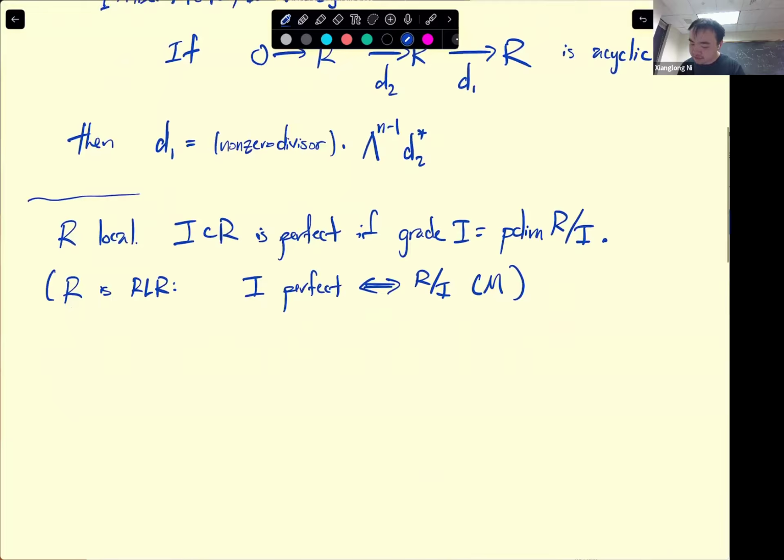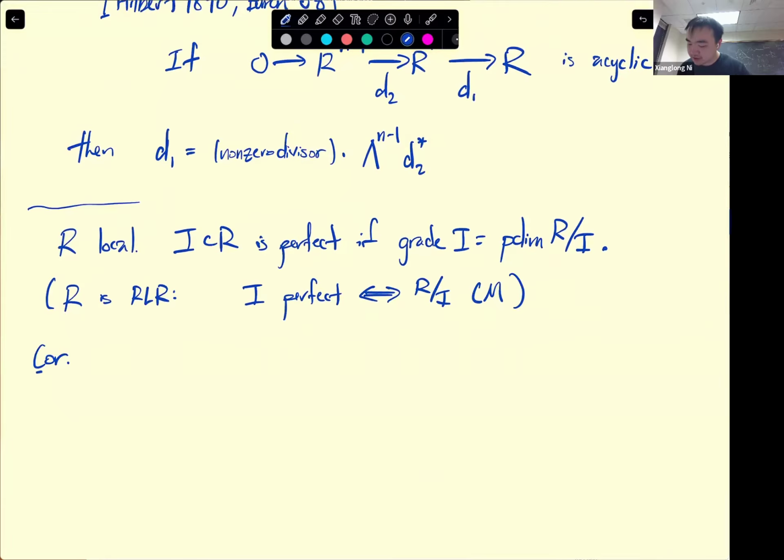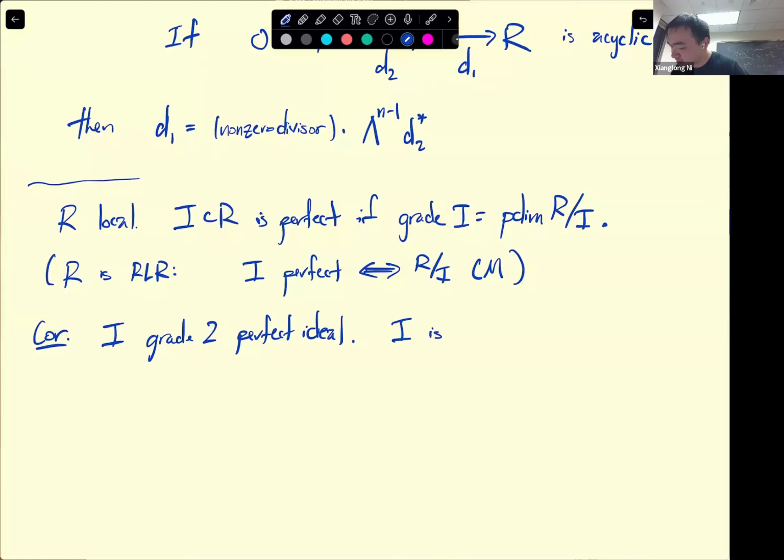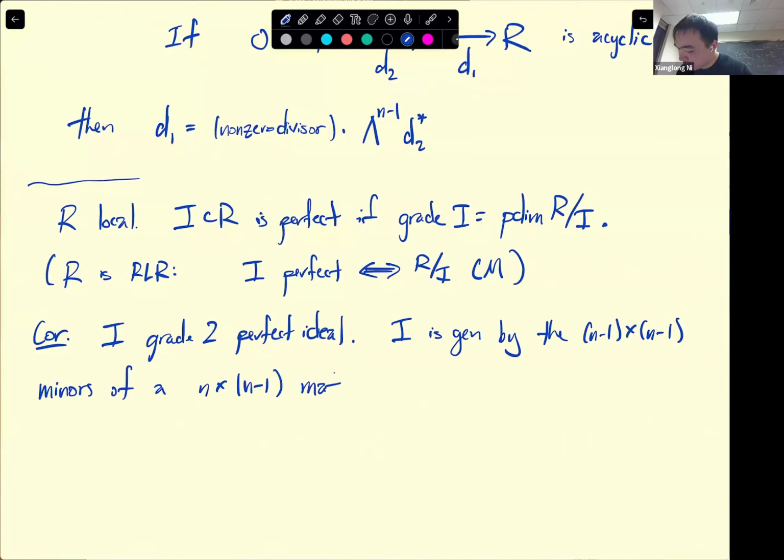Now, as a corollary of Hilbert-Birch, what we see is that if I is a grade 2 perfect ideal, well, then this non-zero divisor had better be a unit, which means that I is generated by the maximal minors of an n by n minus 1 matrix. And again, this is the best that you can do because the generic example, where you take a generic n by n minus 1 matrix and then its maximal minors, is an example of a grade 2 perfect ideal.